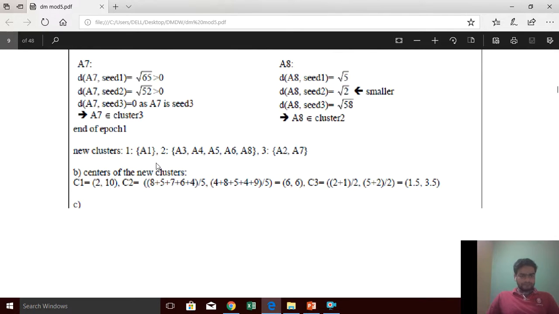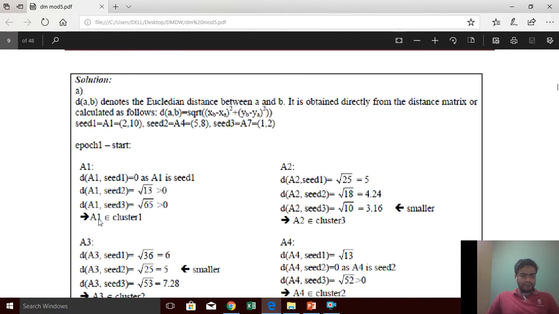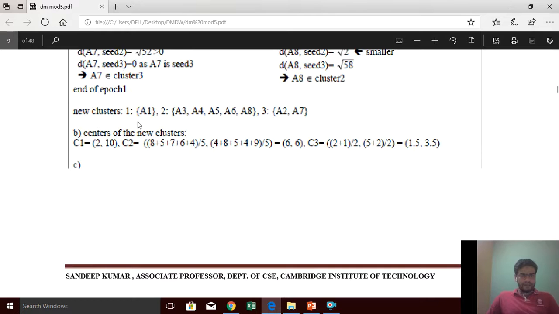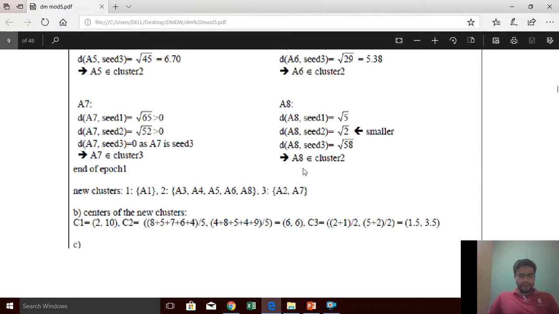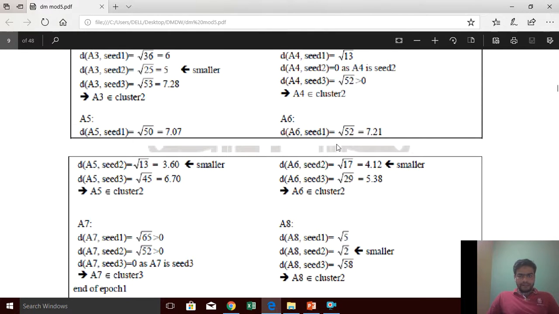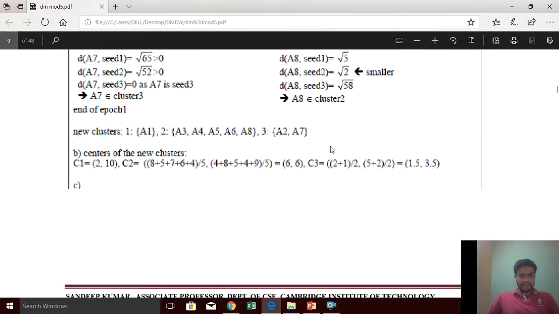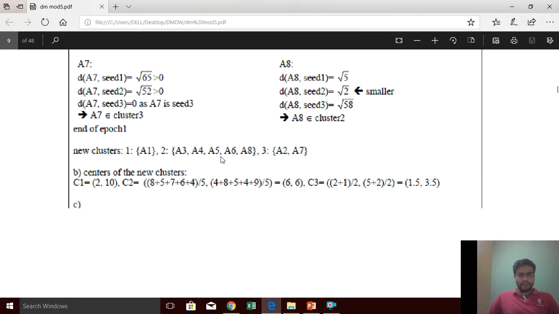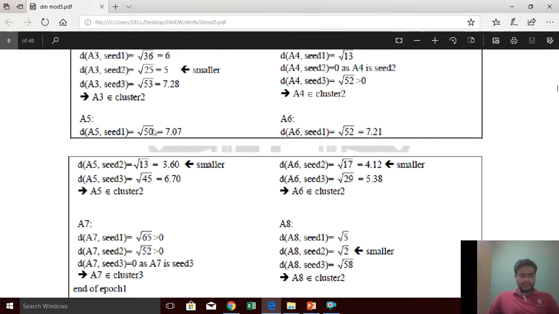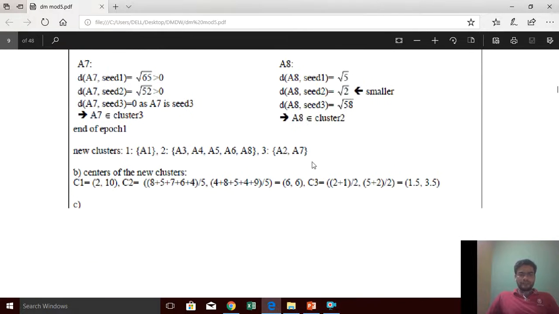So new clusters are, for first cluster, we have only A1. So first cluster will have only A1. Second cluster will have A3, A4, A5, A6 and A8, and third cluster will have A7 and A2.